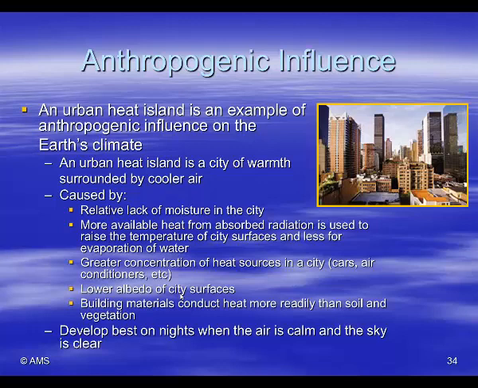There's also a greater concentration of heat sources in the city, so cars and air conditioners and such. There's also a lower albedo of city surfaces, so concrete doesn't reflect solar energy very much. It absorbs it. Also, building materials conduct heat more readily than soil and vegetation. So this develops best on nights when the air is calm and the sky is clear.